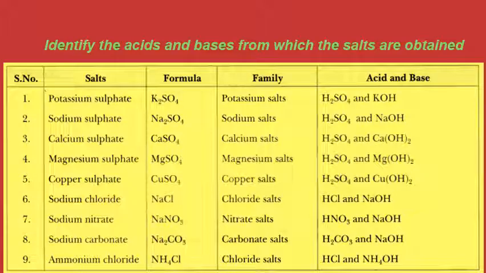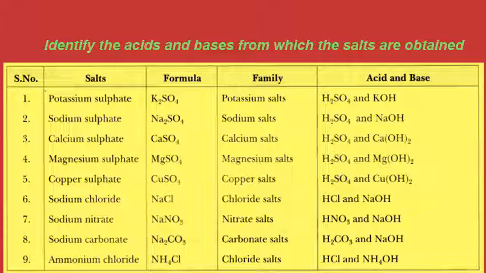First, potassium sulfate. The formula is K2SO4. It comes under potassium salts. So how is it formed? By a strong acid, H2SO4, and a strong base, KOH. Then potassium sulfate is formed like that. Sodium sulfate, formula is Na2SO4. It comes under the sodium salts family. And how does it form? Again, a strong acid and a strong base: H2SO4, sulfuric acid, and sodium hydroxide, NaOH.